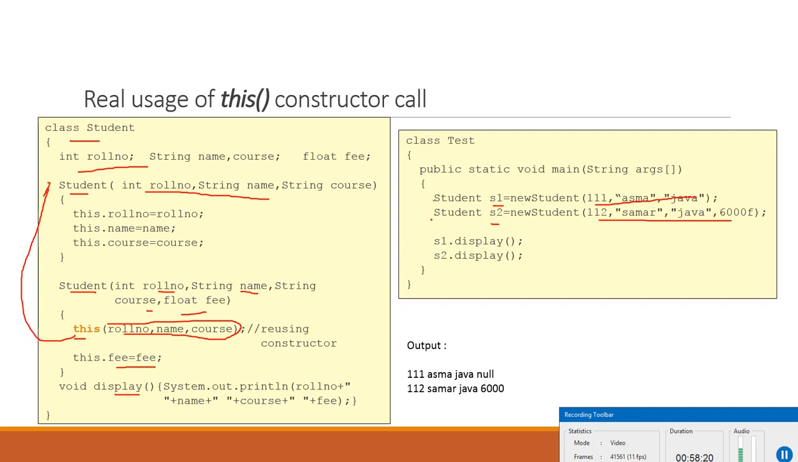So what will happen when we call S1.display and S2.display? When we call S1.display, it will correspond to the first constructor. So in this case the value of fee will be printed as 0.0. Now in case of S2.display, because it has all four parameters, it will print all four things: name, roll number, course and fee.